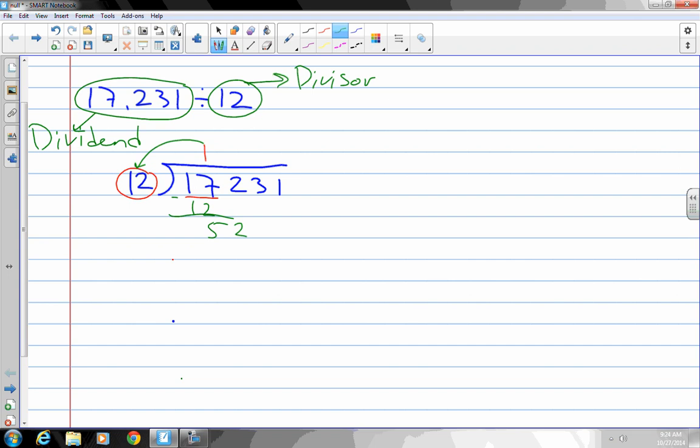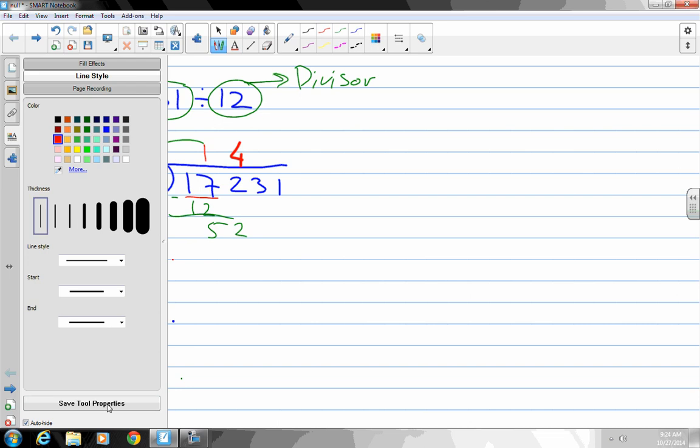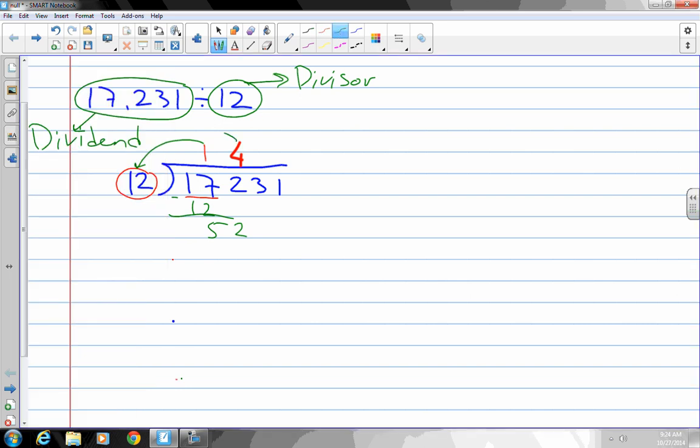You guys remember that? So 12 goes into 52. How many times? 5 will get you all the way to 60. 5 times 12 is 60. So then 4. So 4 goes here. We multiply 4 by 12 again. That gives us 48. We subtract, 52 minus 48 is how many? 4, right? Then 3 comes down, and we'll repeat the process.